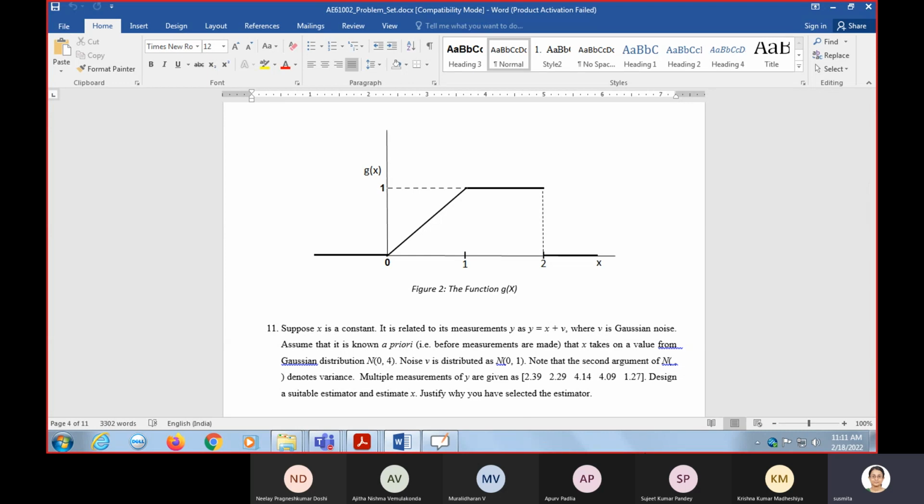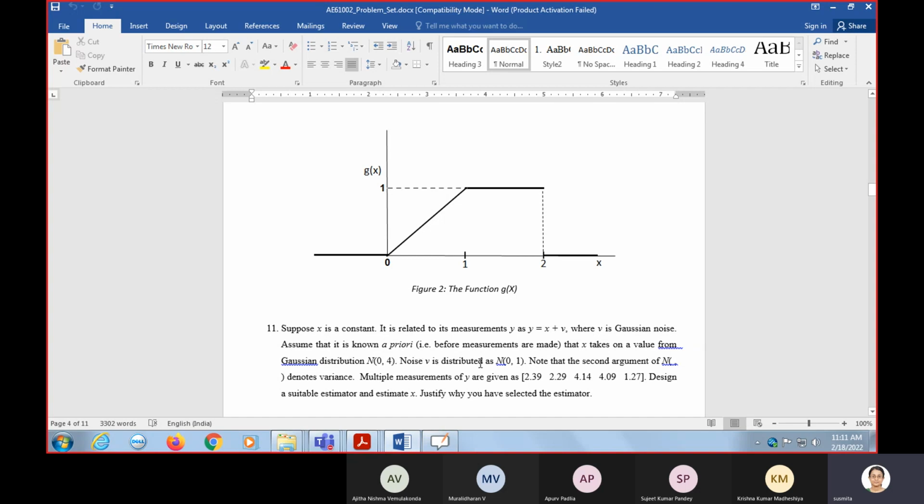It goes like this. Suppose x is a constant. It is related to its measurements y as y is equal to x plus v, where v is Gaussian noise. Assume that it is known a priori. A priori means before measurements are made. So prior information, basically, in estimation theory, it is called a priori. Assume that it is known a priori that x takes on a value from a Gaussian distribution of 0 mean and variance 4.